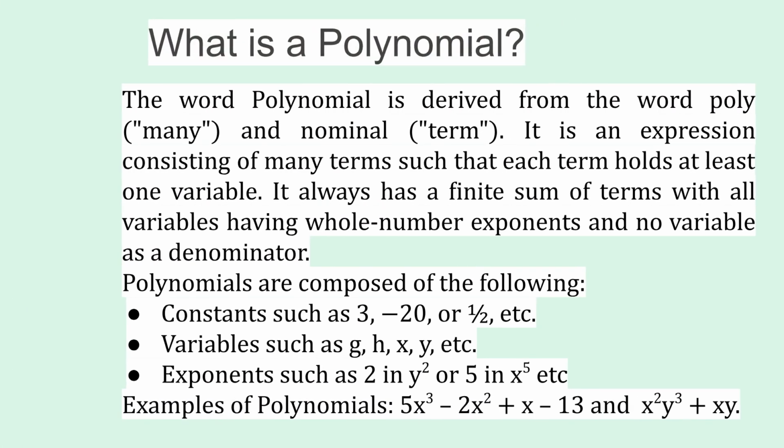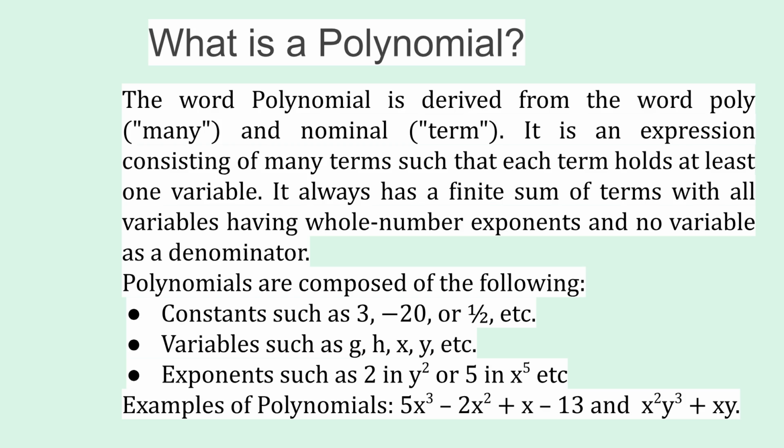What is a polynomial? The word polynomial is derived from the words poly, many, and nominal, term. It is an expression consisting of many terms such that each term holds at least one variable. It always has a finite sum of terms with all variables having whole number exponents and no variable as a denominator. Polynomials are composed of the following: constants, such as 3, -20, or 1/2, etc.